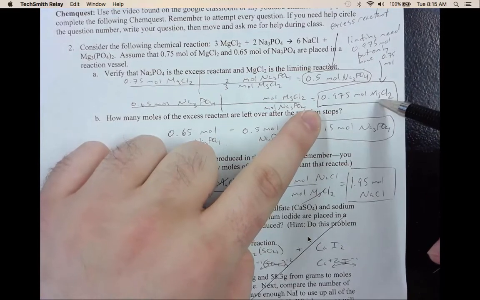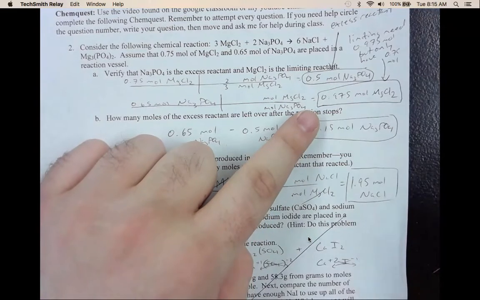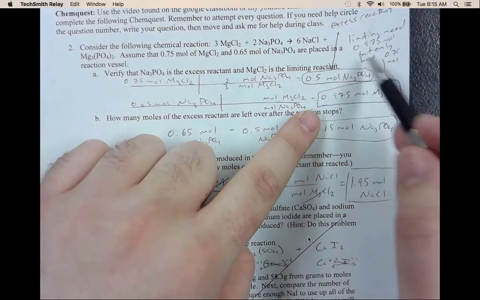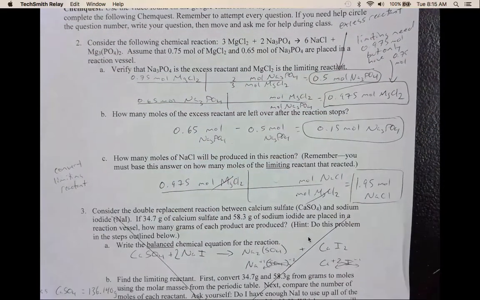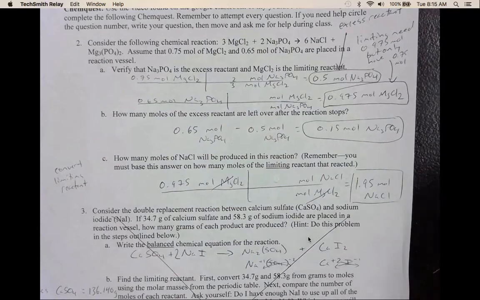If magnesium chloride is the limiting, that means sodium phosphate must be the excess. Being able to determine limiting versus excess is important for the second question. The second question is asking us how many moles of excess reactant are left over.